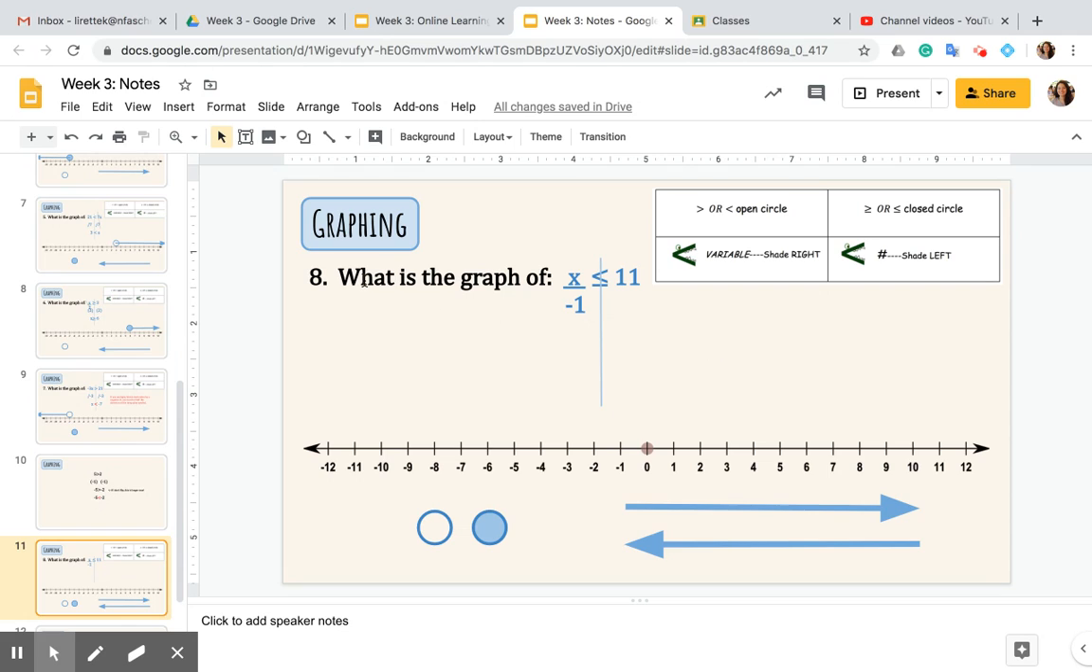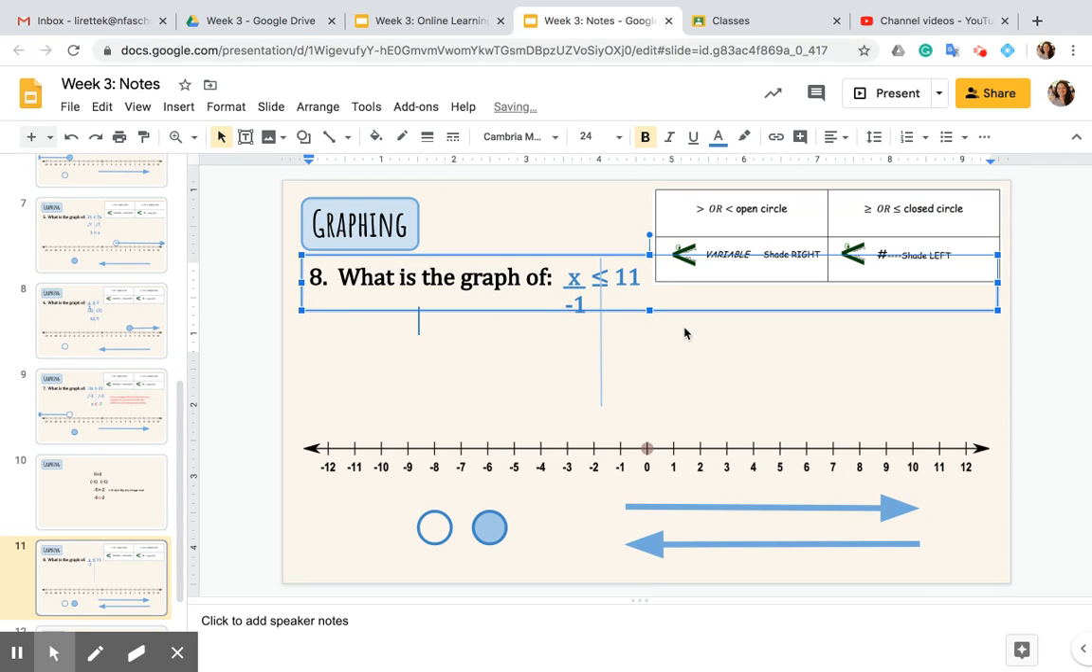So let's try another one. Number 8, what is the graph of x divided by -1 is less than or equal to 11? So I need to get rid of this -1. Its division, the inverse, is going to be to multiply. And I have to multiply both sides by -1. These -1s are going to cancel, which means that in my next line, I'm left with an x. And notice what I did. I multiplied both sides by a negative. So I don't just copy this symbol down, I flip it, okay?